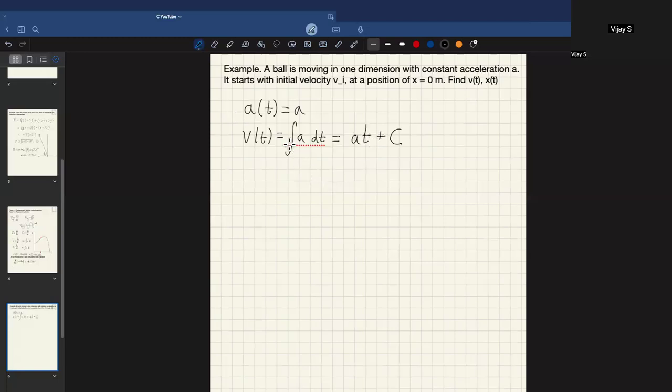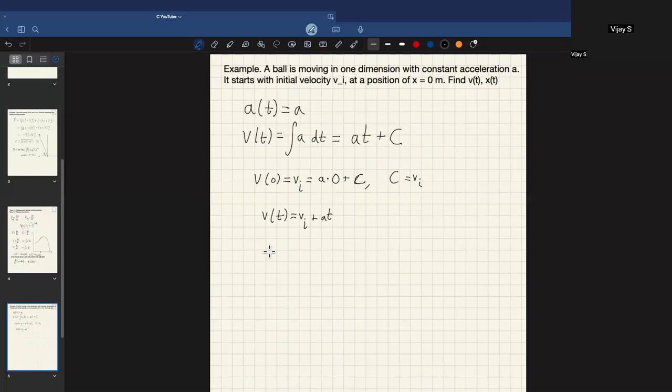How do I find what that is? Well, I could say that the velocity at time 0, so plug in t is equal to 0, was equal to vi, and that's equal to a times 0 plugged in for t plus c. So therefore, that value of c is going to be equal to the initial velocity. And look at that. That means that the velocity as a function of time is given by the initial velocity plus a times time. That's actually a kinematics equation. Final velocity is equal to initial velocity plus acceleration times time.